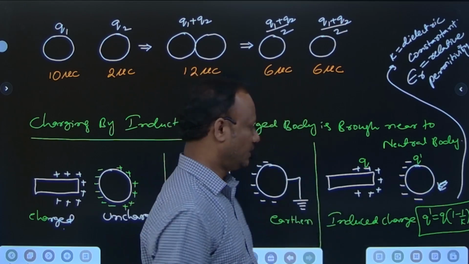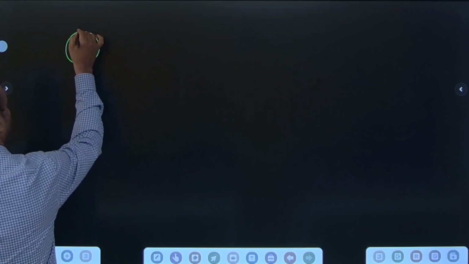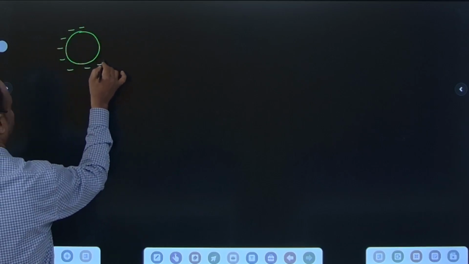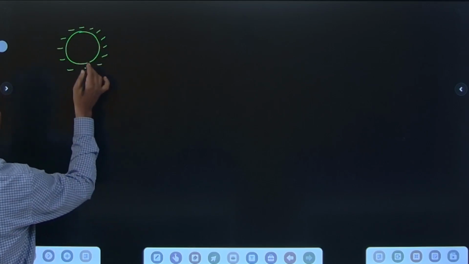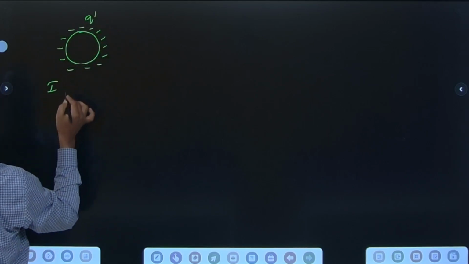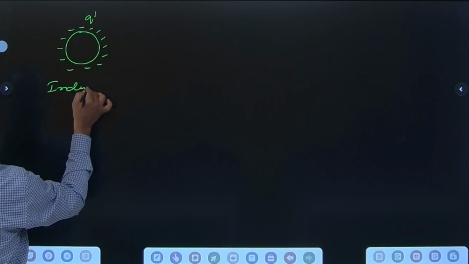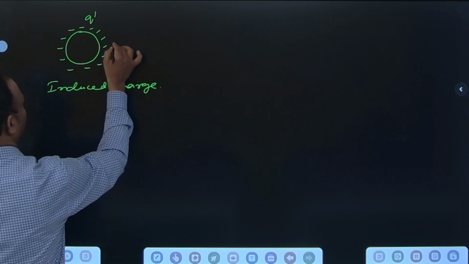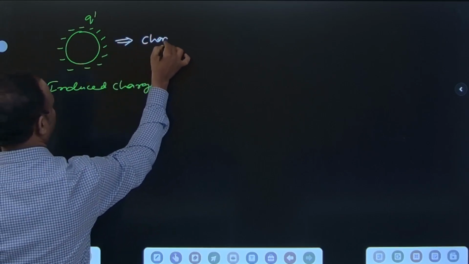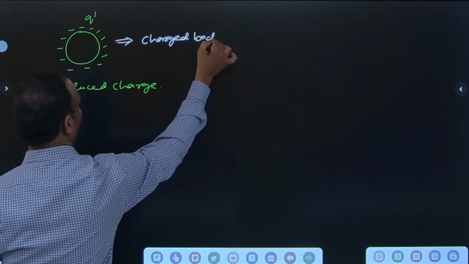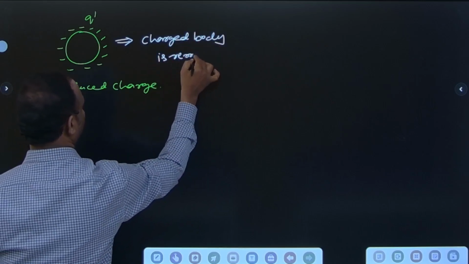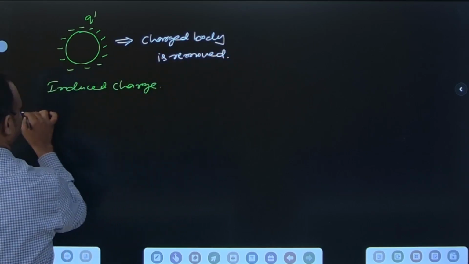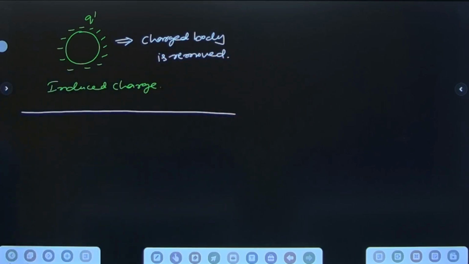It's accumulated. As a fourth case we can say here, negative charge is accumulated over the body. So this is induced charge. Yes, I can write it as induced charge. When the induced charge is here, whenever the charged body is removed, that is the situation. This is about charging and the methods of charging.